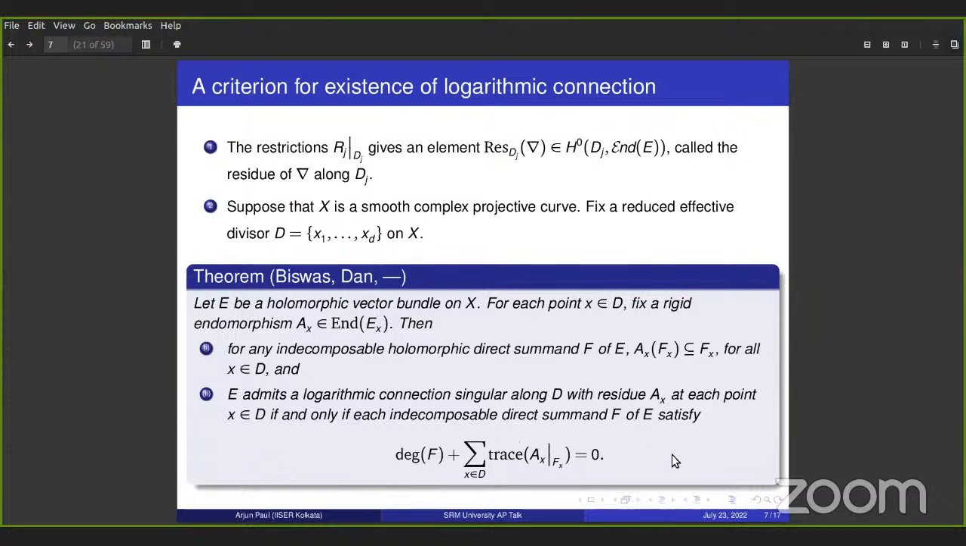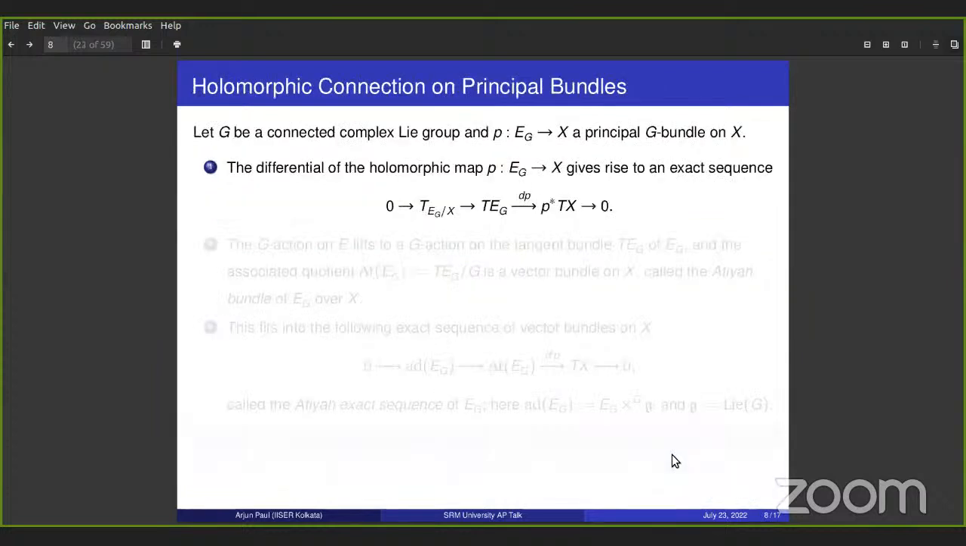Okay. Now, next, the case of principal G bundle. Suppose G is a connected complex Lie group, and let P from EG to X be a principal G bundle on X. So basically we are considering holomorphic principal G bundle. Unless it is written otherwise, we always assume holomorphic principal bundle. Or if we work with algebraic variety, then algebraic principal bundle.